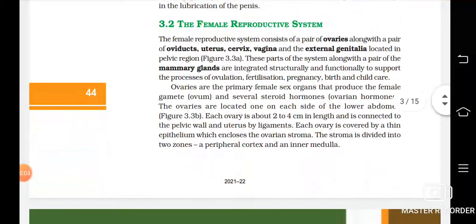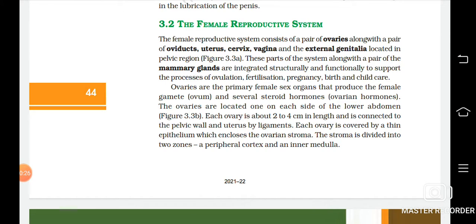In the previous classes, we were studying the male reproductive system and its parts, and we have also seen the various steps that take place during reproduction, isn't it? Today, we are going to study the parts of the female reproductive system.